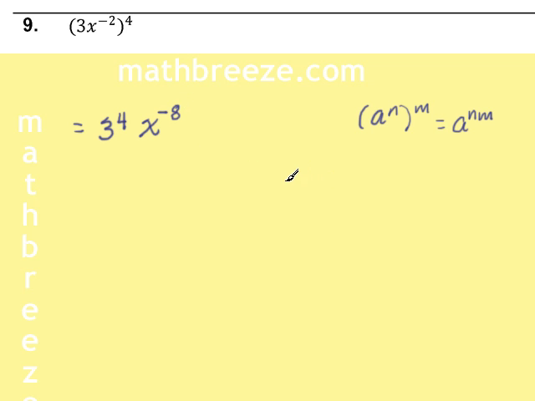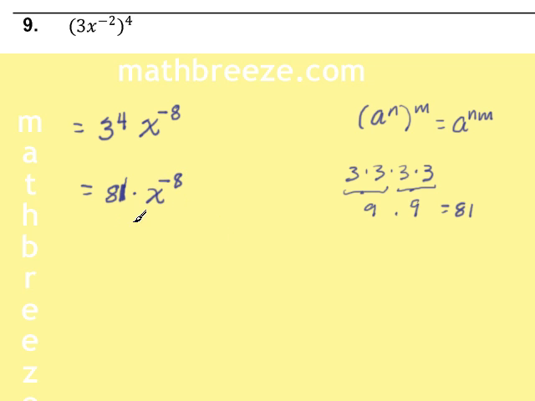Now 3 to the 4th is 3 multiplied by itself 4 times. Let's just do that over here. 3 times 3 is 9. And again, 3 times 3 is 9. And 9 times 9 is 81. So this is 81. 81 times x to the minus 8.